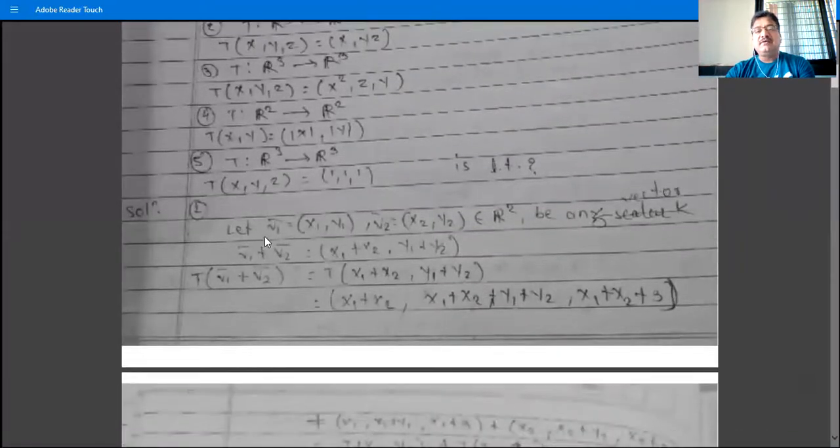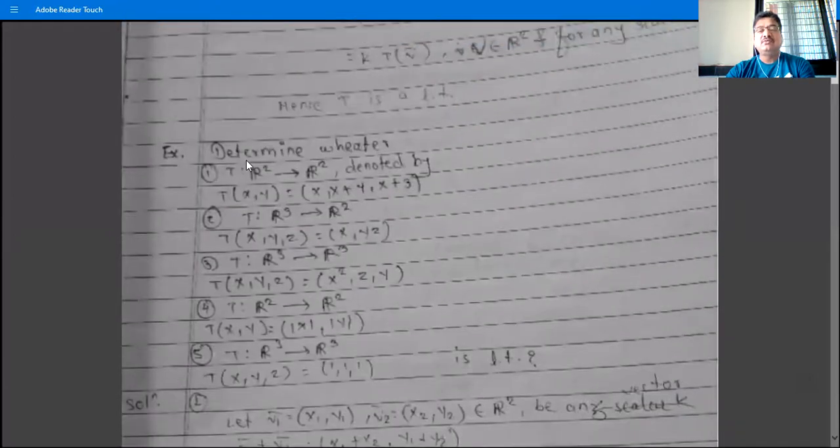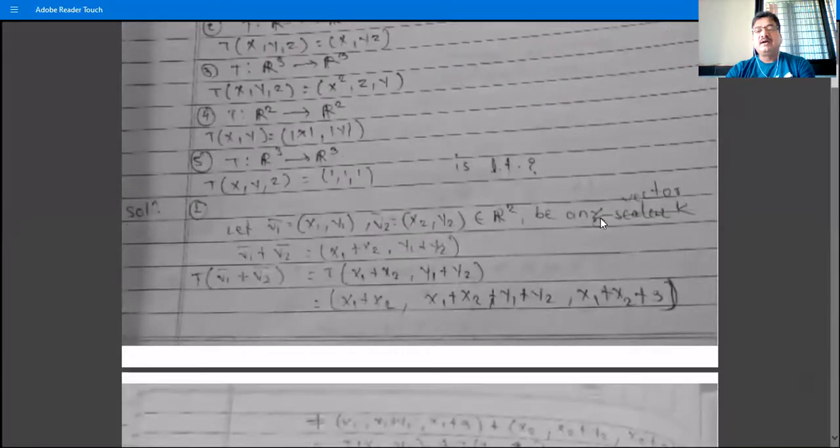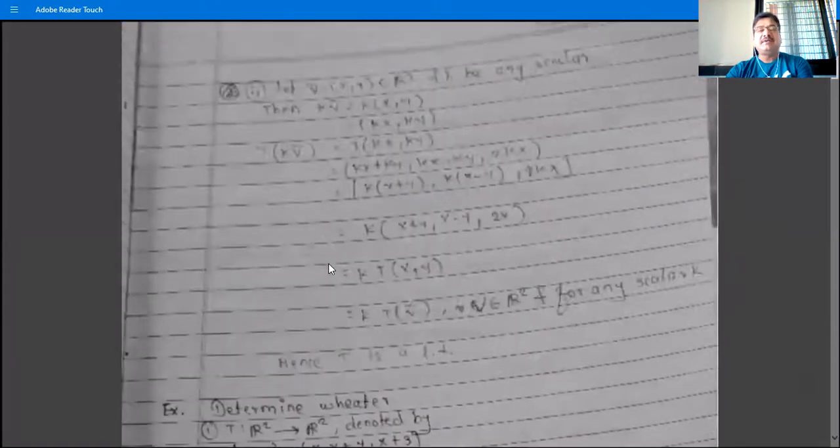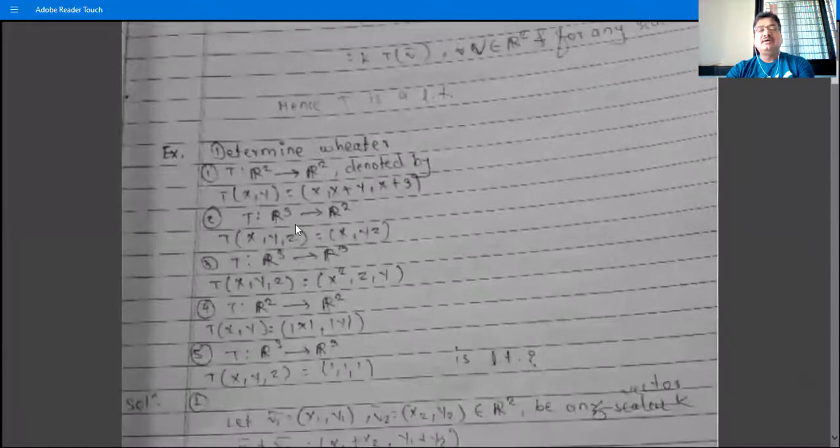So let's take V1 as (x1, y1) and V2 as (x2, y2) belonging to R square. We take two elements from R square, any vectors. Then V1 plus V2 is (x1 plus x2, y1 plus y2), and then T of V1 plus V2 is T of (x1 plus x2, y1 plus y2) by using the definition. So what is the definition? T of (x, y) is (x, x plus y, x plus 3).